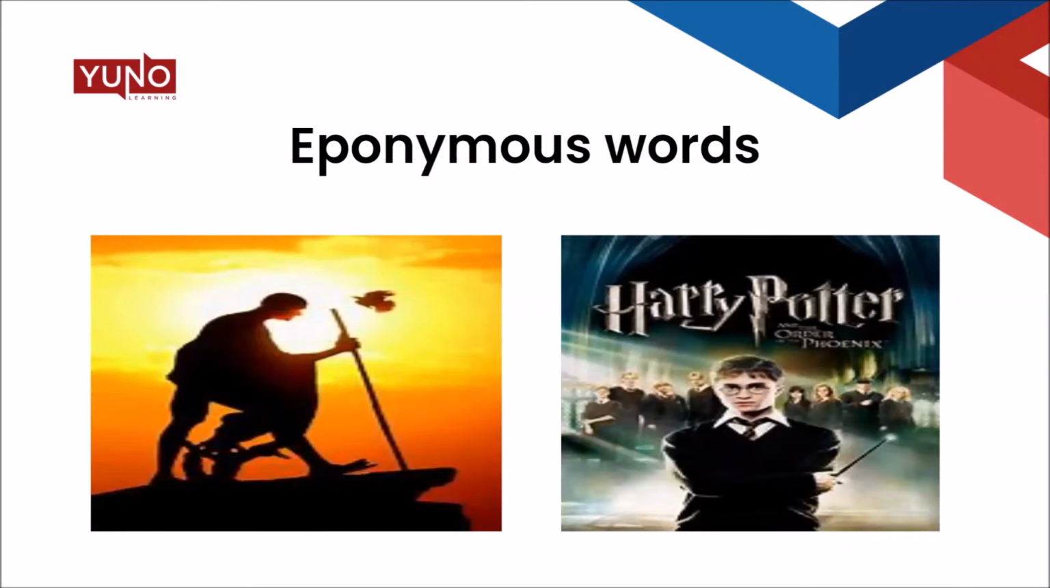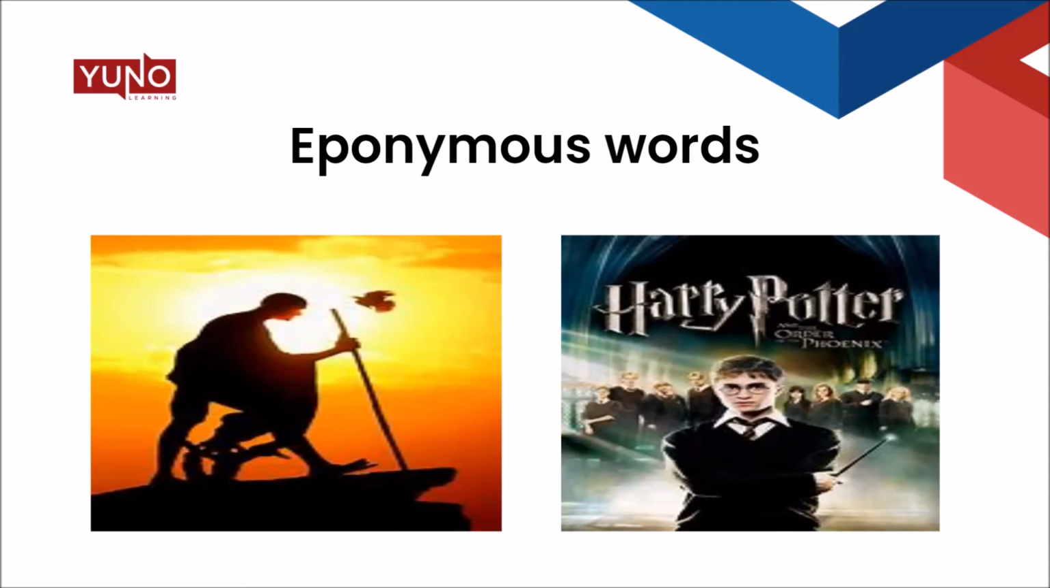Okay. After that, we discuss some eponymous words. Now, what do we mean by eponymous? I think these two slides would make it amply clear. On the right-hand side, we can see it's a cover page of the novel Harry Potter. Now, who is Harry Potter? He is the protagonist or the hero of the novel, and the novel itself is named after the name of the protagonist. So, whenever anything or any place or any object is named after a person, it is called an eponymous word. Like Harry Potter, name of a person is the name of the novel as well.